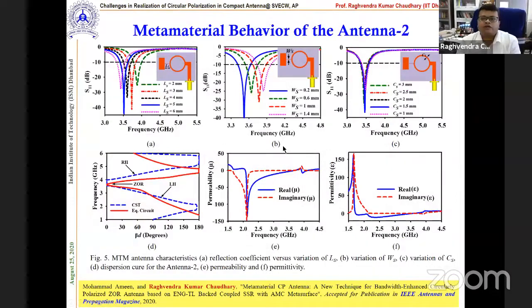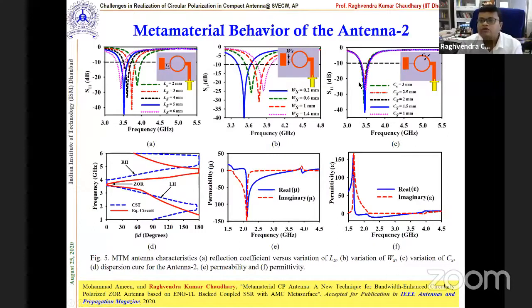After that, we checked the mathematical behavior as well, whether this is actually ENG or not. We ran different simulations. Particularly, our focus was this thin strip because it provides the LL. When we change it, the ENG antenna resonance is shifting. But when you change the dimension of this circular ring, there is no change.